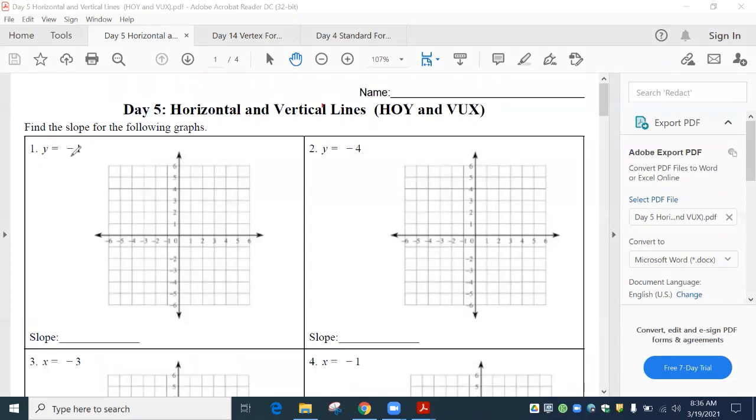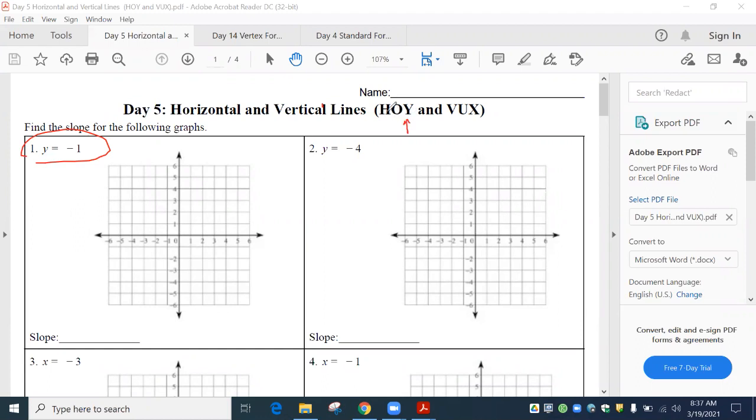Anytime that we see, like I said, a special line or special equation, then we're going to apply this HOY and VUX. So right here, I see this equation, and it only contains the letter Y. So immediately I'm like, oh, well, if it only has a Y, it's special. So it goes with HOY.